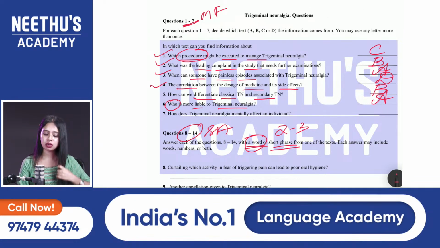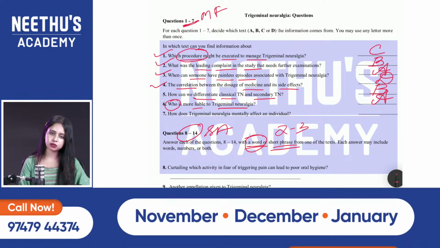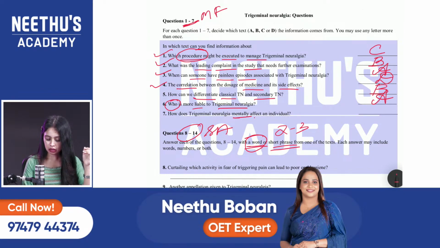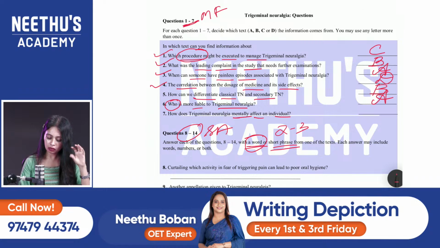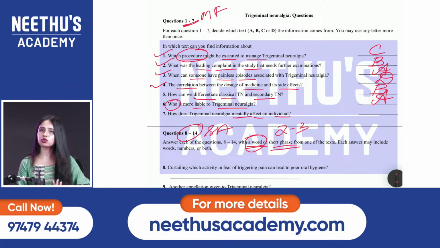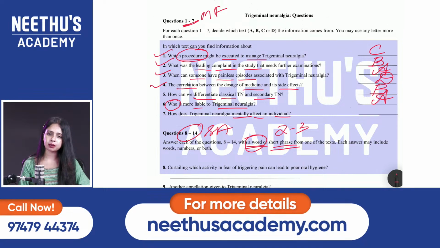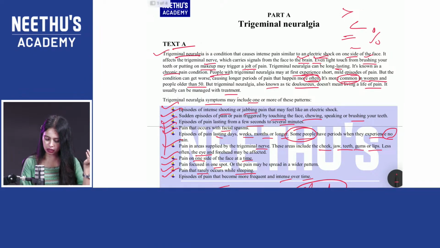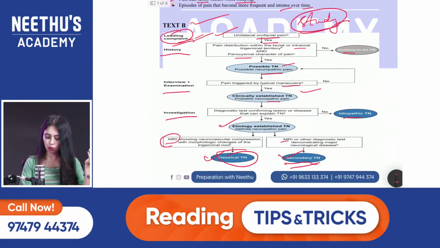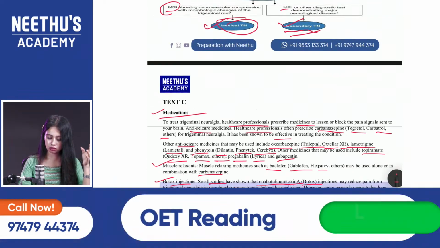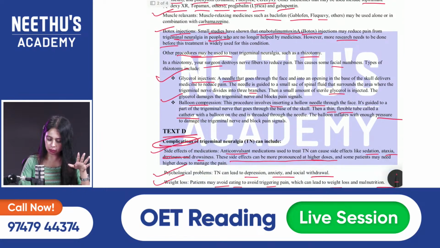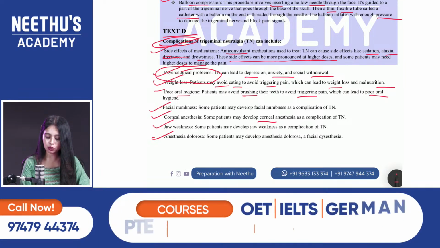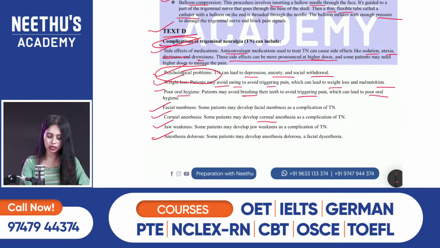And what about question number 7? How does TN mentally affect an individual? The mental connection, the complication. Where is the mental complication mentioned? See, suppose you have no idea where this mental affection is mentioned. You can just check your keywords from the beginning. Just look. Any mental things mentioned here? Mentally affected? No. Text D. Any mental affections mentioned? Okay, the problems. This is all about the medicine. So I think, yes, the answer is in text D. Psychological problems are mentioned here. So the answer is in text D.